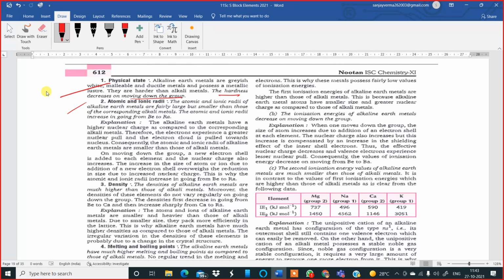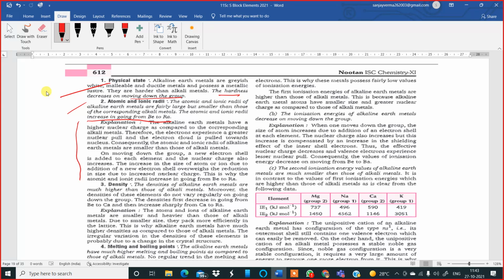Then atomic and ionic radii. The atomic and ionic radii of alkaline earth metals are fairly large, but smaller than those of the corresponding alkali metals. The atomic and ionic radii increase in going from beryllium to radium. If you move from top to bottom, the radii are increasing. The reason is that the principal quantum number is increasing, the number of shells is increasing. That's how the atomic as well as the ionic radii increase.